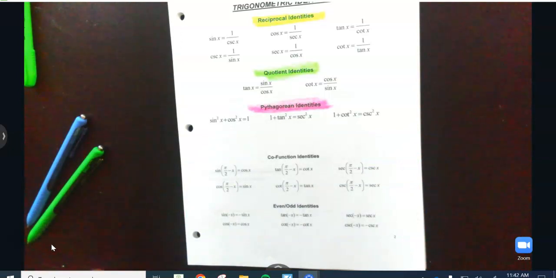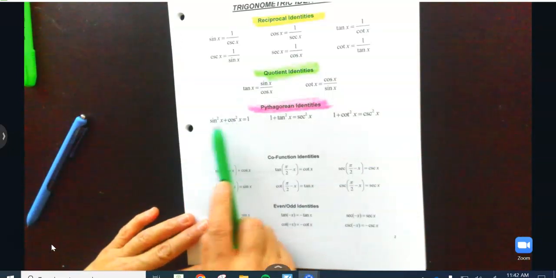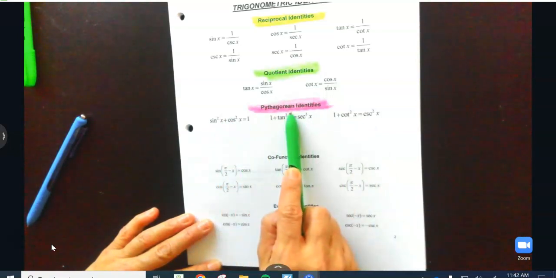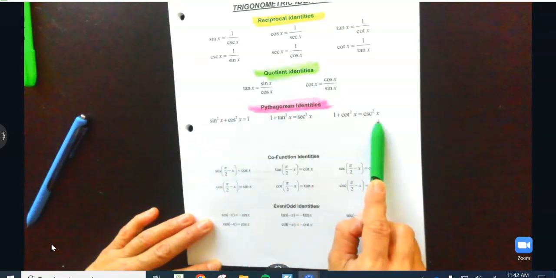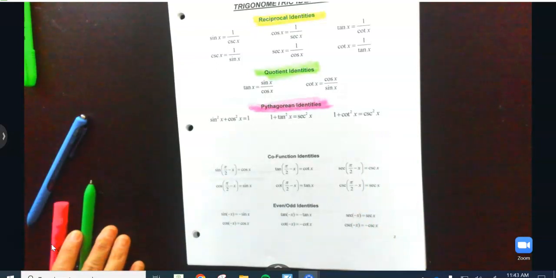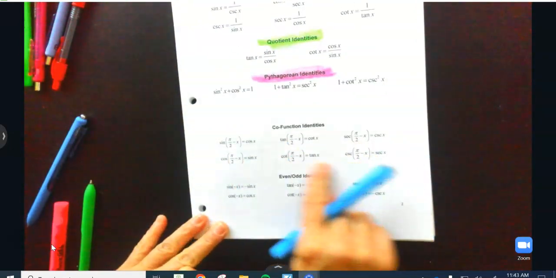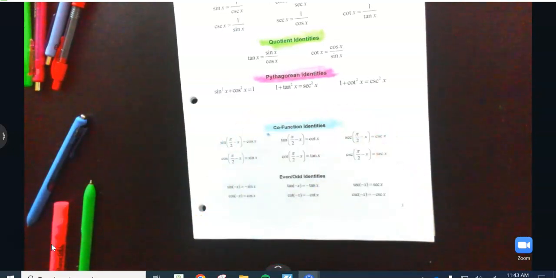Another thing that I would like to point out to you, notice sine is squared, cosine is squared. In these Pythagorean identities, your angle or your values here for the trig ratios are going to be squared. Then you have some cofunction identities on the lower half of your paper. So you will notice they all have pi over 2. We will be talking about these.